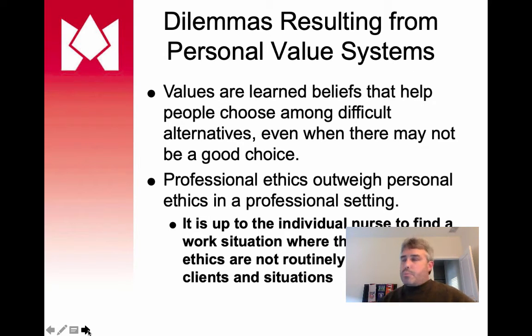So dilemmas resulting from personal value systems. And this goes back to that, I bolded it down at the bottom there, right? So those values are learned beliefs that help us choose among difficult alternatives, even when there may not be a good choice, right? I'll go back to Star Trek again. You guys are going to think I'm a nerd. If you didn't know it already, now you do, right? But they talk about the Kobayashi Maru. It's a test that they give people in cadet school, and it's a no-win situation. But sometimes, those values help us figure out, even in a no-win situation, what's the best choice.